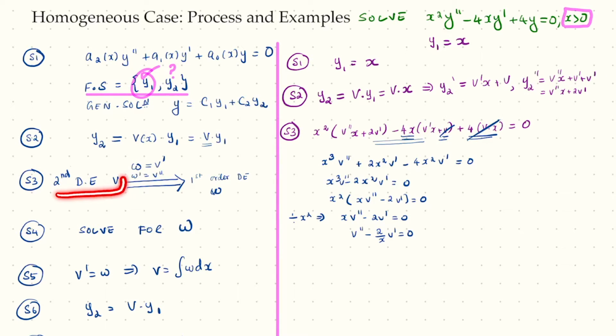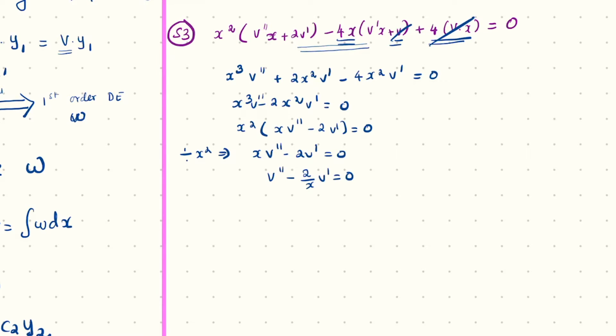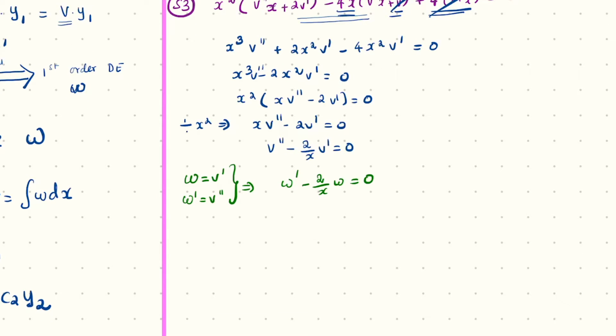Now we have a second order differential equation in terms of v. So I'm going to use this substitution to reduce it to a first order. Let me do the substitution step. I'm going to say w is equal to v prime, and therefore w prime would be v double prime. If I do that, then this becomes w prime minus 2 over x times w is equal to 0. As you see, this is a first order linear differential equation.